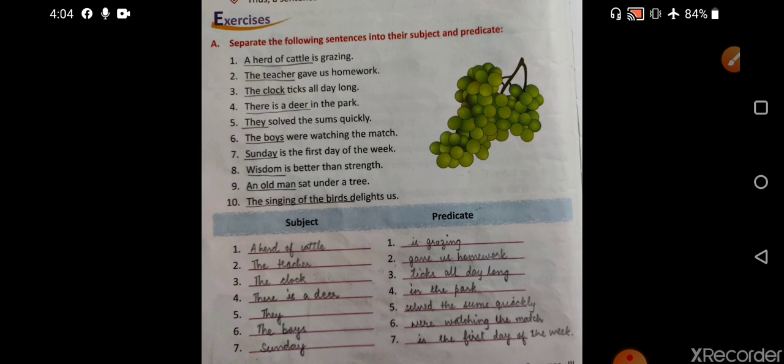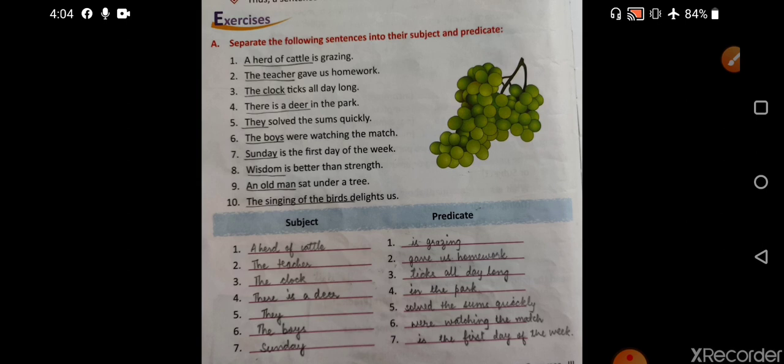and the rest of the sentence will be the predicate. Next is, they solved the sum quickly. We don't know who they are here. So we'll consider that they is a group of students. We are assuming, we don't know. I'm not sure that they is a group of students, but they is acting as a noun here, the naming part here. So we'll write they under the column of subject and solved the sums quickly under the column of predicate.